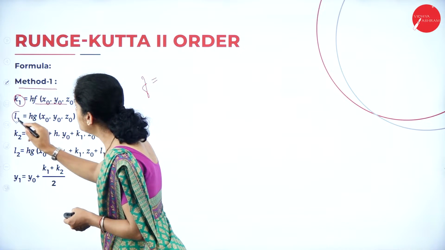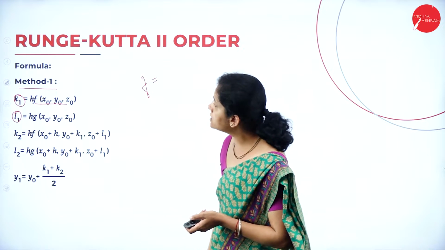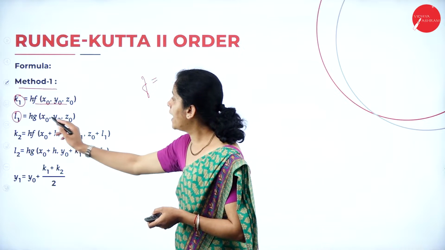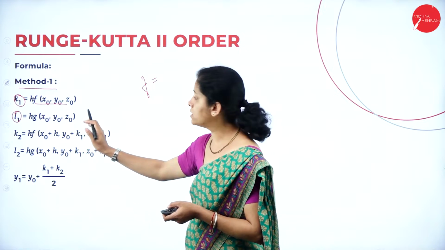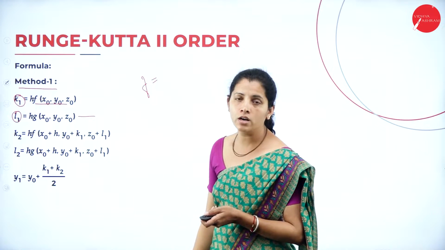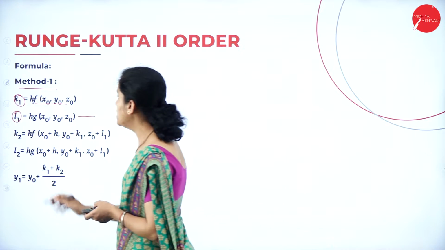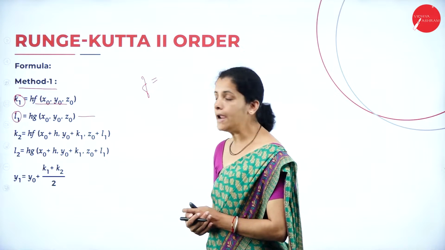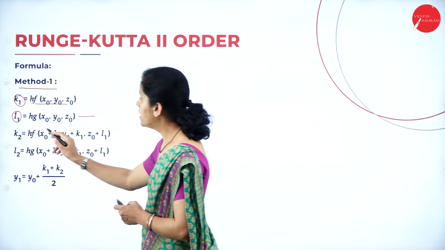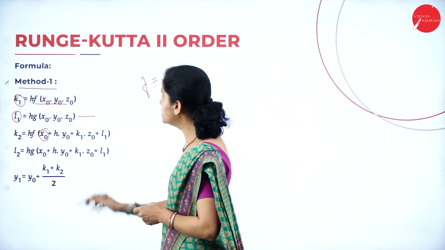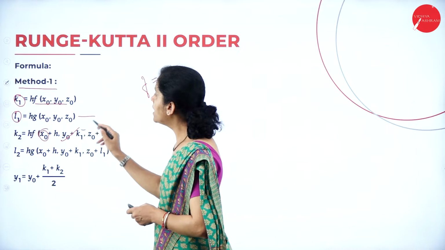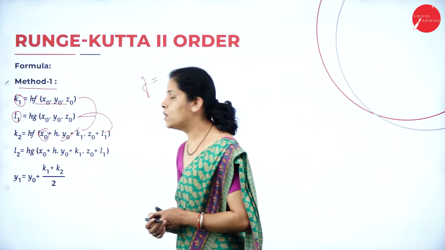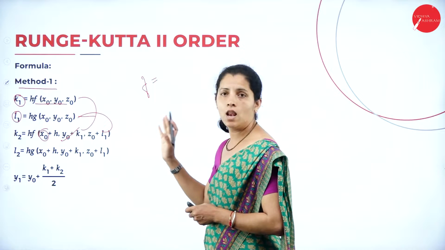Okay, now I want to find L1. So what is L1? That is nothing but h into g of x naught, y naught, z naught. So it is nothing but this second order derivative. And I'm going to find K2, which is nothing but height into function f of x naught plus height, then y naught plus K1, and z naught plus L1, which is nothing but z naught plus L1.